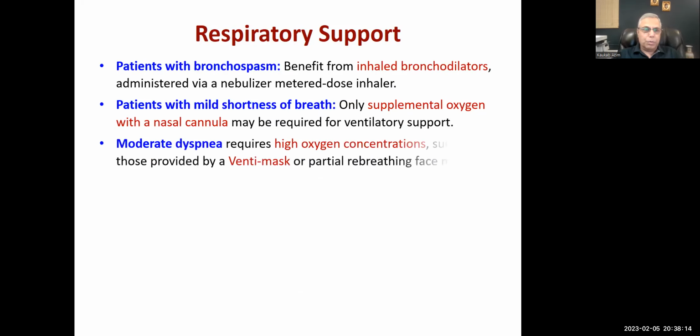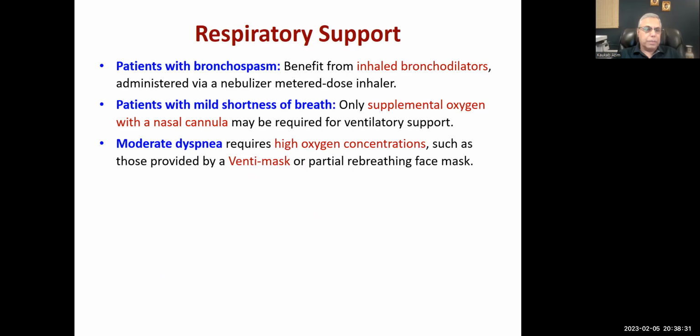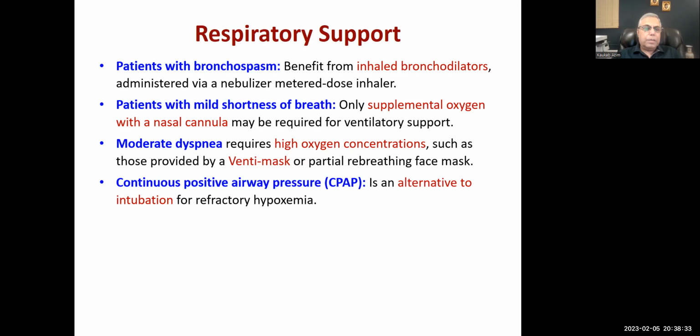If the patient is more serious, moderate dyspnea requires high oxygen concentration, such as that provided by a Venturi mask or partial rebreathing face mask. So this is what a Venturi mask is. Okay, if you want to give a higher concentration, you use this one. Then continuous positive airway pressure. This is an alternative to intubation or ventilator support.